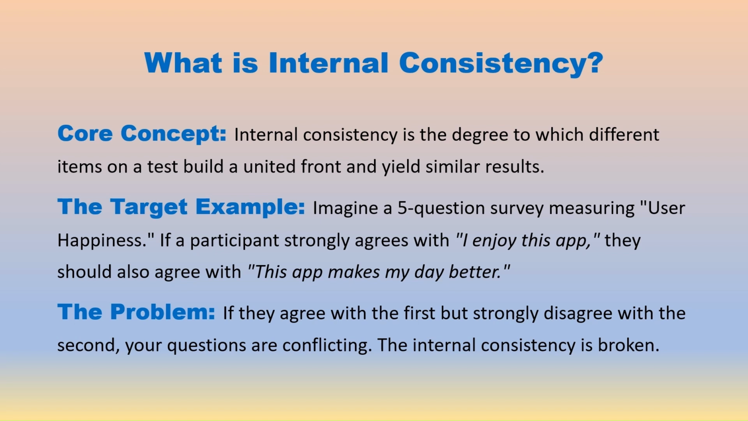The target example. Imagine a 5-question survey measures user happiness. If a participant strongly agrees with "I enjoy this app," they should also agree with "this app makes my day better." The problem: if they agree with the first but strongly disagree with the second, your questions are conflicting. The internal consistency is broken.